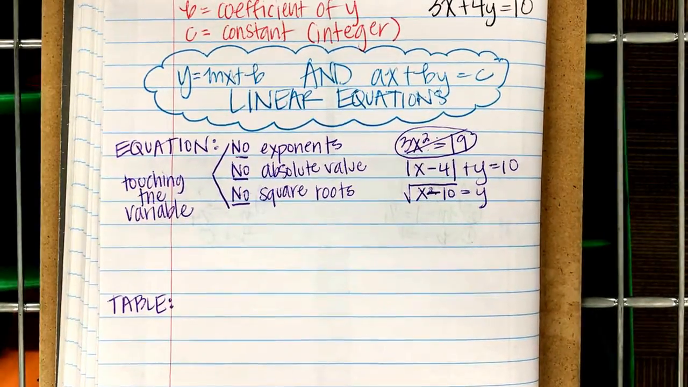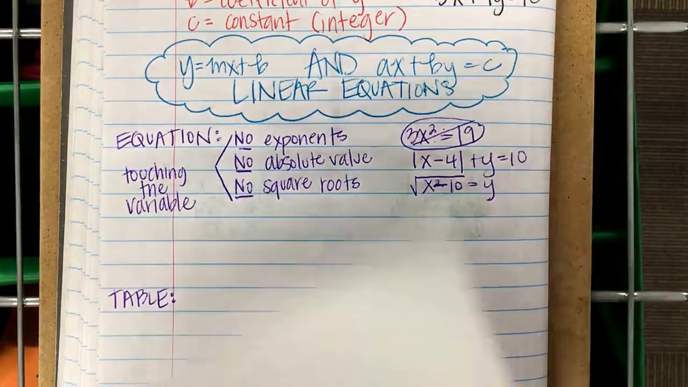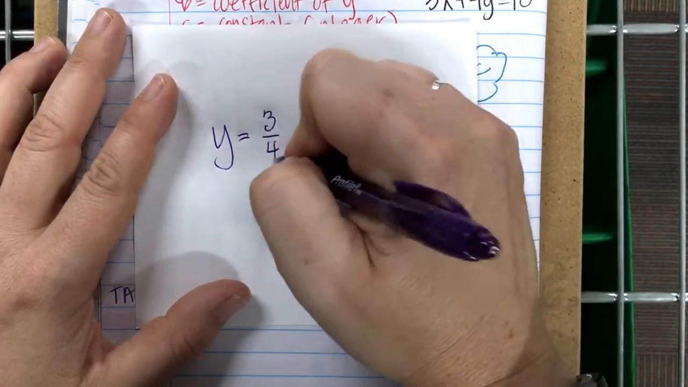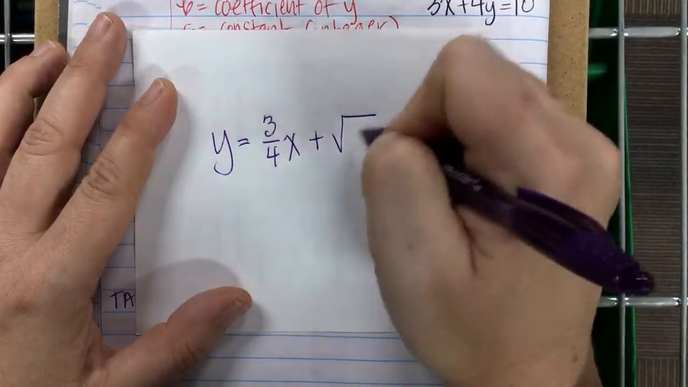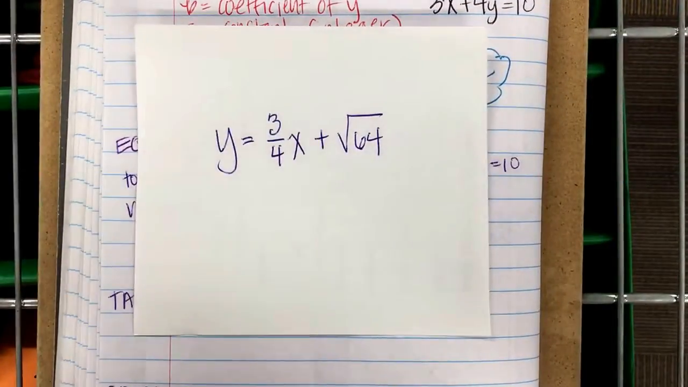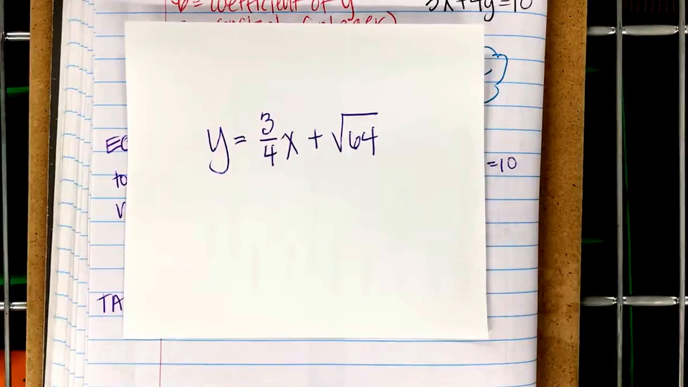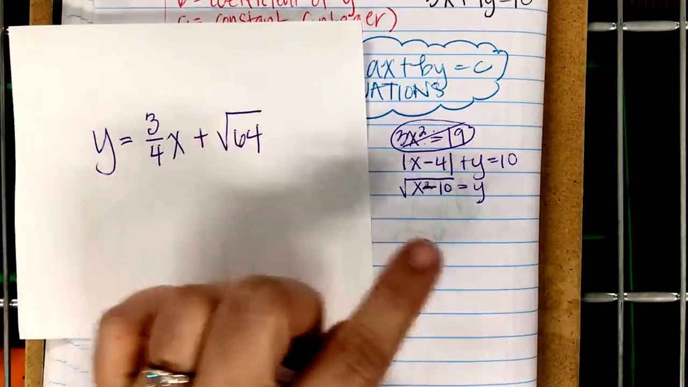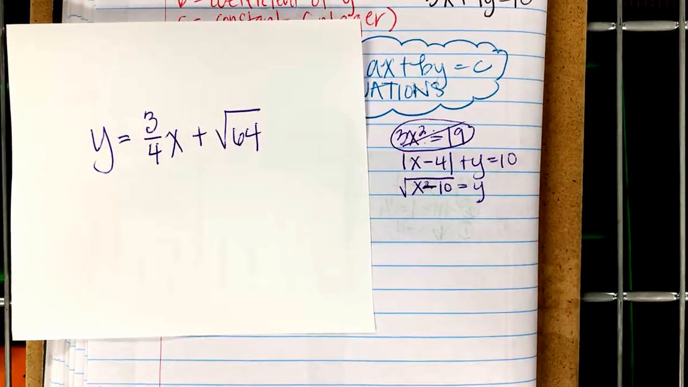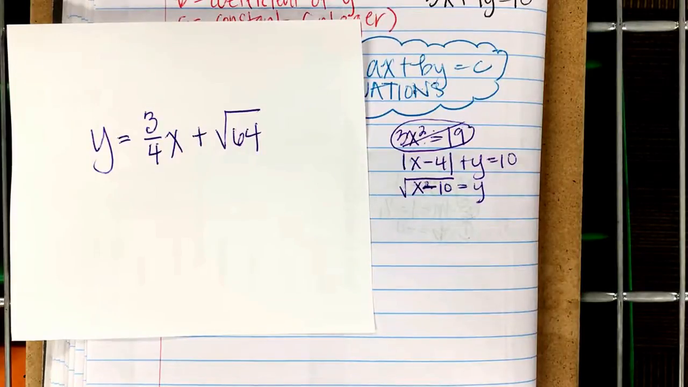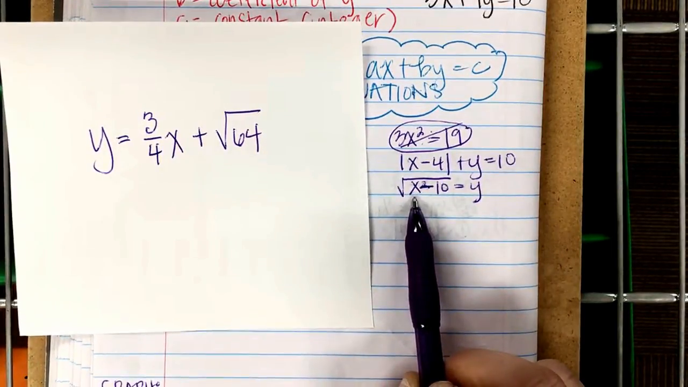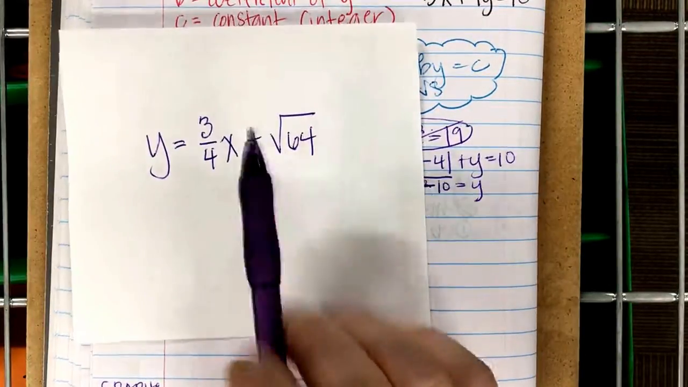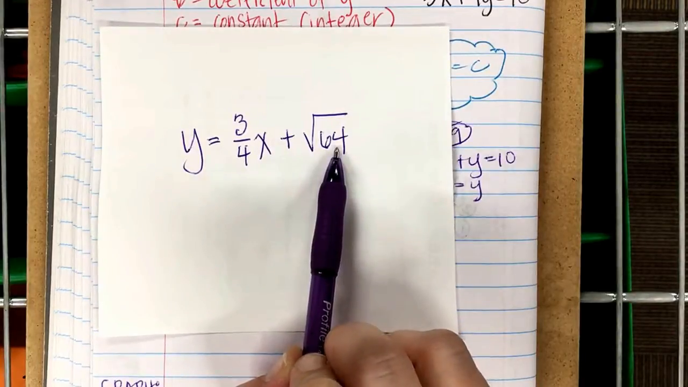Because if your problem looked like this, y equals 3/4 x plus the square root of 64. This is different than this. Why is this different than this? Jamie, why? It's touching a variable here. And I don't know what the square root of x is. Do you know what the square root of x is? But over here, do you know what the square root of 64 is?